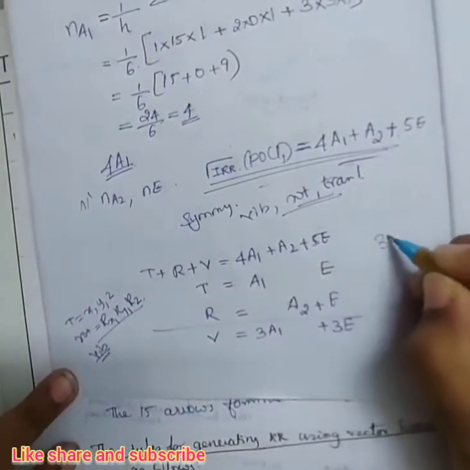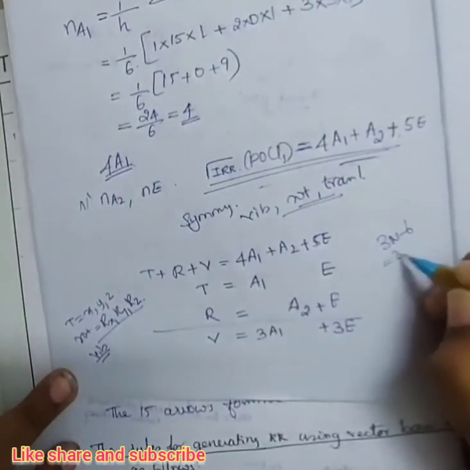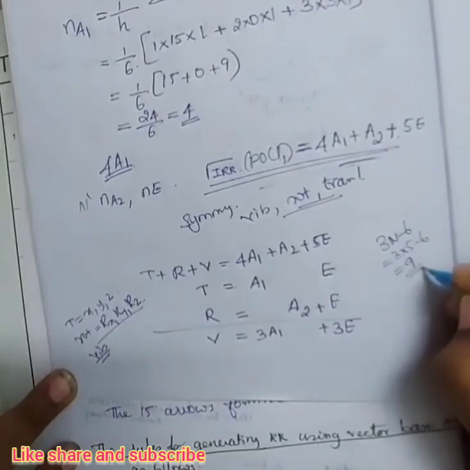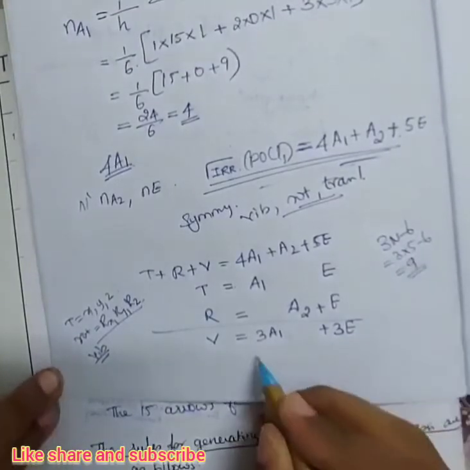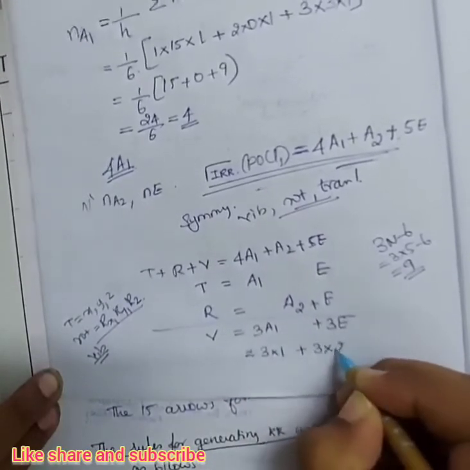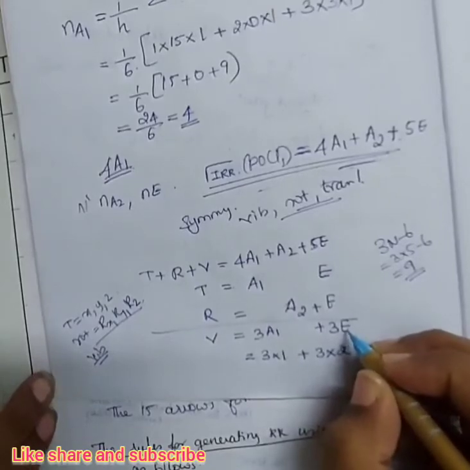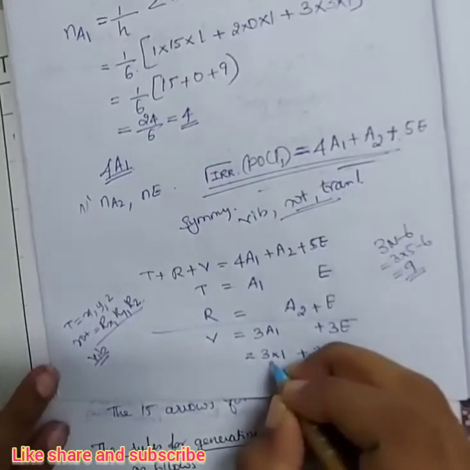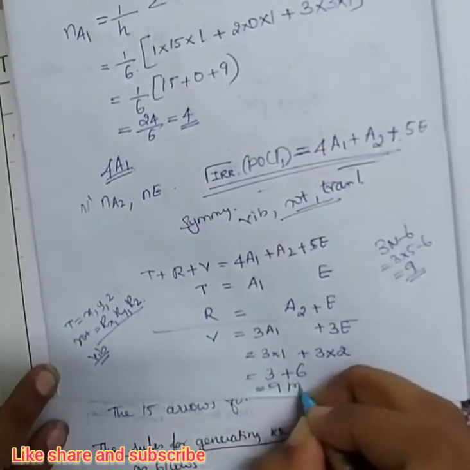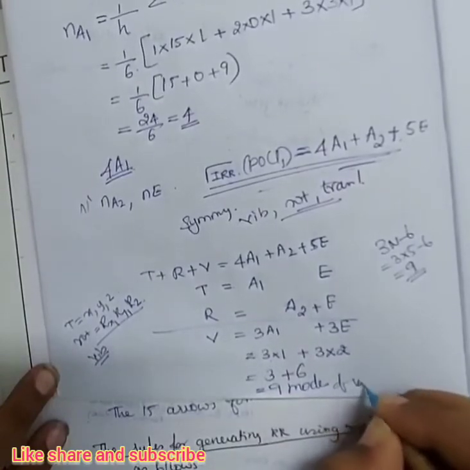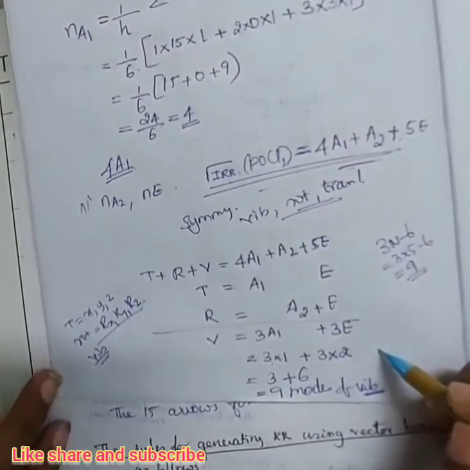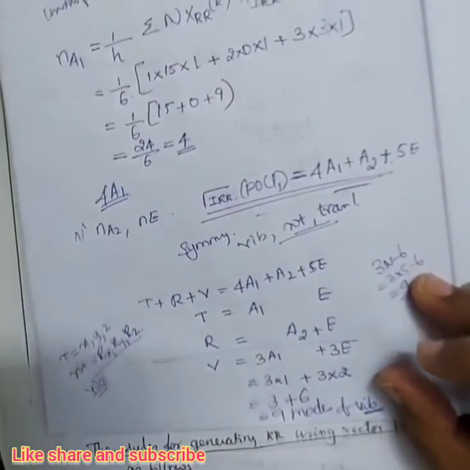Already we have calculated by 3N minus 6, that is 3 into 5 minus 6. We have 9 modes. We should have 9 modes of vibration. Here you can see 3 into 1-dimensional and similarly 3 into 2-dimensional. E is a two-dimensional irreducible representation. So 3 into 2 and 3 into 1, which is 3 plus 6, which is equal to 9 modes of vibration are present. So finally we have arrived at the number of modes of vibrations present in this POCl3 molecule.